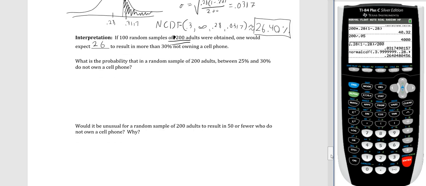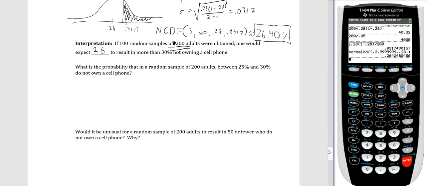All right. Another one, what is the probability that in a random sample of 200 adults, so still the same sample, that means the mean and standard deviation are consistent, between 25 and 30% do not own a cell phone? Okay. So, between 25 and 30. We know that the middle is 0.28, and we already indicated that if I go one standard deviation away, 30% is not nearly that far. So we know 30% is there.